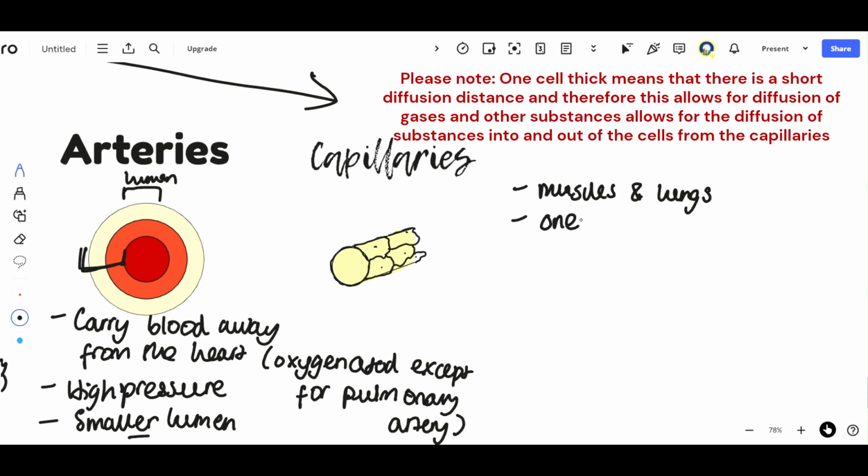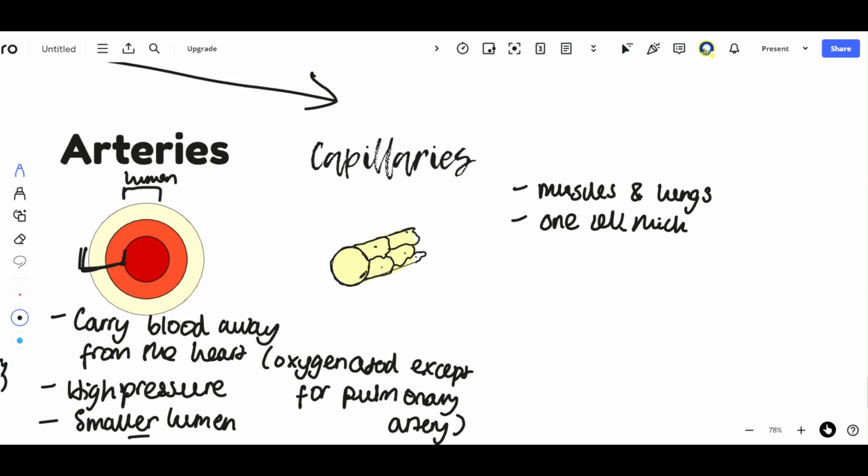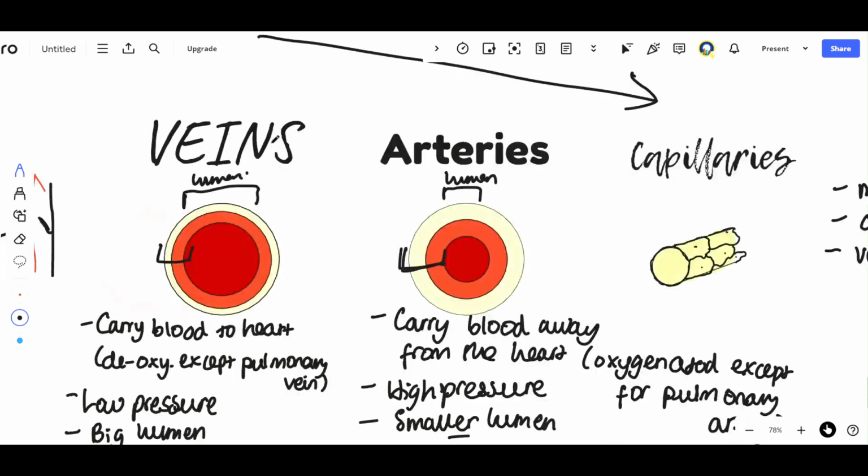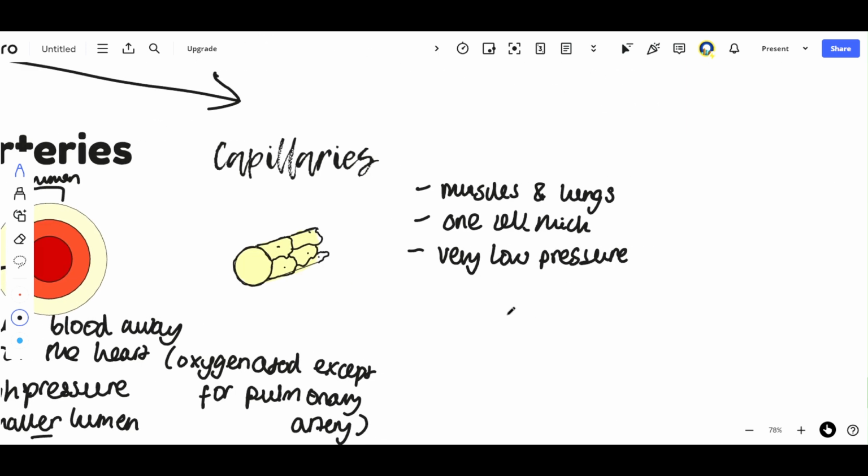Capillaries are adapted for this. They are one cell thick. You can see here that the cells have nuclei, so that's why I've drawn this, so you can see that this is just one layer of cells. This is not like a big wall like the artery or the veins have. Blood is flowing at a very low pressure, even lower than the pressure in veins.